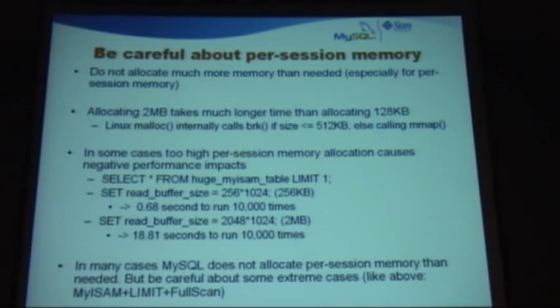This is an example. In some cases, too high per session memory allocation causes negative performance impacts. Select asterisk from a huge MySQL table, limit 1. When setting read_buffer_size equal to 256 kilobytes, it took only 0.68 seconds to run 10,000 times. But when setting 2 megabytes, it took over 18 seconds to run 10,000 times. So this is much more inefficient.